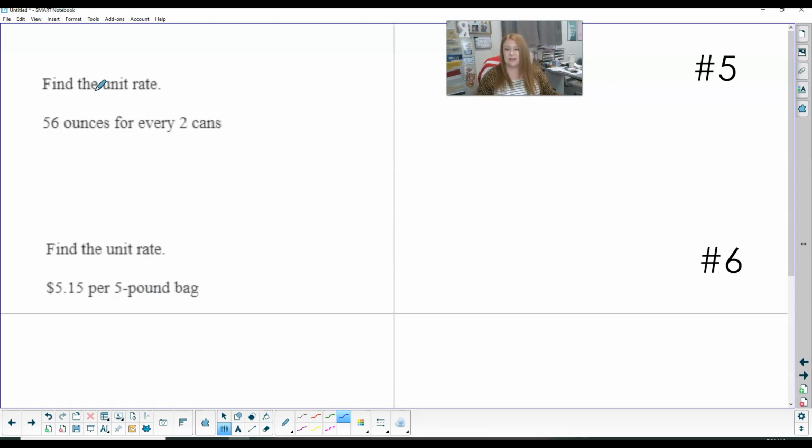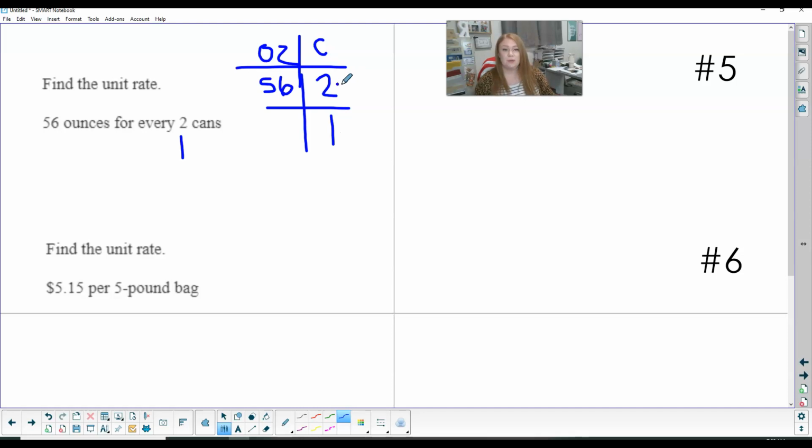Okay, number 5 wants us to find the unit rate. That means per 1. So 56 ounces for every 2 cans. So we want to know how much is it for 1 can. So let's make ourselves a chart here. So we know it is 56 ounces, right? Here's our ounces. Here's our cans. And we know it's 56 ounces for 2 cans. I want to know how much is it for 1 can. So this is using that table to find the cans here.